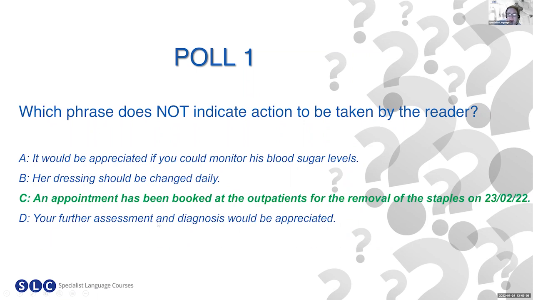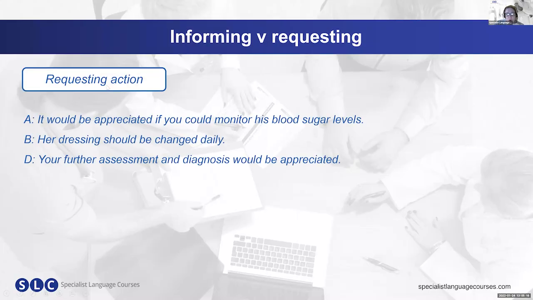So option C is not asking the reader to do anything. It's just saying this is in place. So let's take a look at those now. Requesting action is phrase A, B, and D. "It would be appreciated if you could monitor his blood sugar levels." You're asking the reader to do it. "Her dressing should be changed daily." You're telling the reader it needs to be done. "Your further assessment and diagnosis would be appreciated." It's a polite request asking for further assessment and diagnosis. So this is action to be taken.